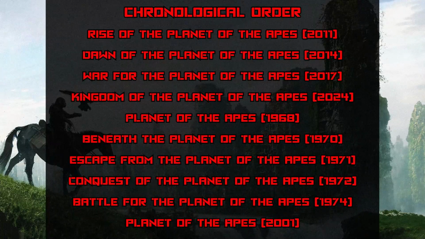Now, when it comes to this franchise, considering there are 3 separate timelines, you can watch them in any order you want to, as they don't tie into each other. As shown in the chronological order, I recommend watching the current timeline, starting with Rise of the Planet of the Apes. After that, you can check out the 1968 Planet of the Apes timeline.